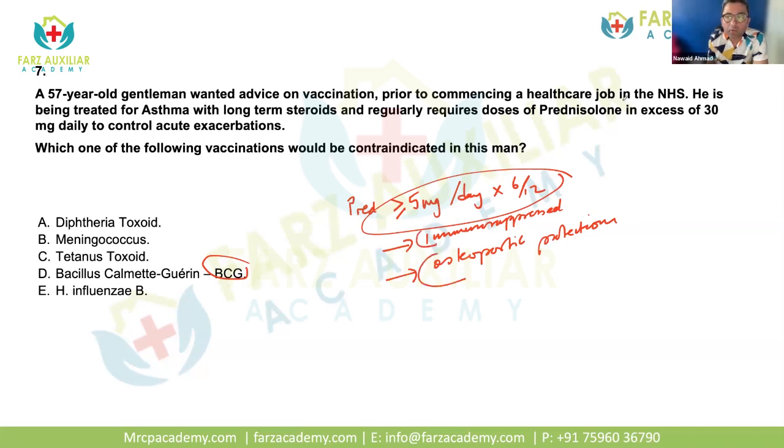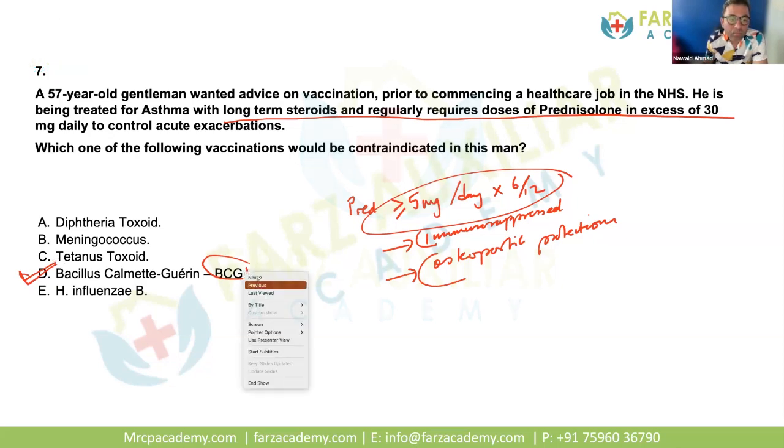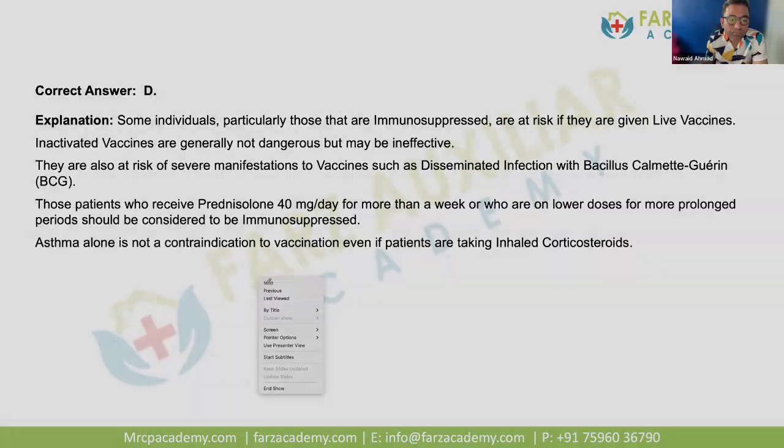Now, it doesn't say whether this patient is on steroids, but it does say long-term steroids and regularly requires doses. So that means this person is immunosuppressed. So you would avoid giving them a live vaccine, which is BCG. So that's the correct answer.